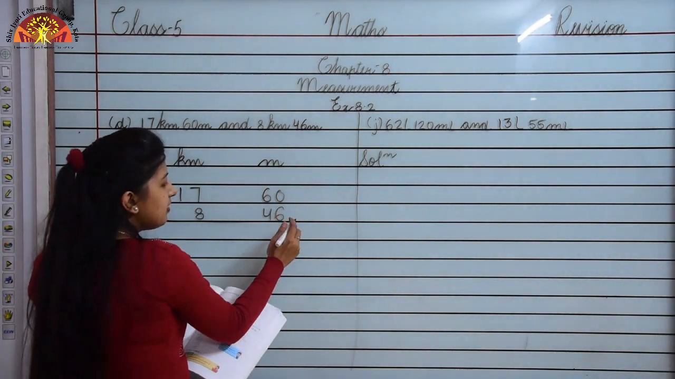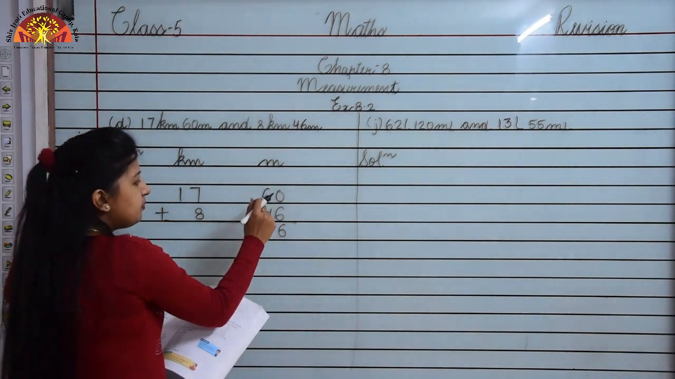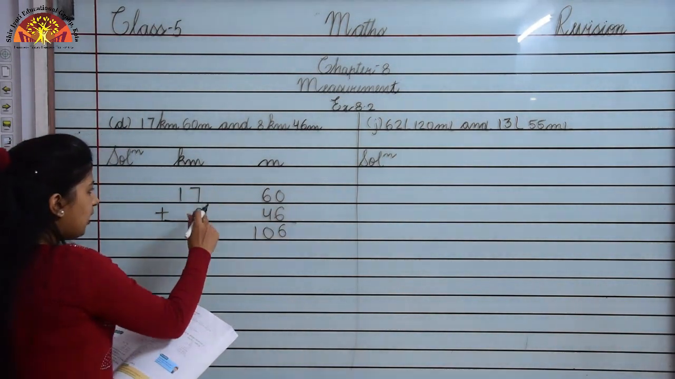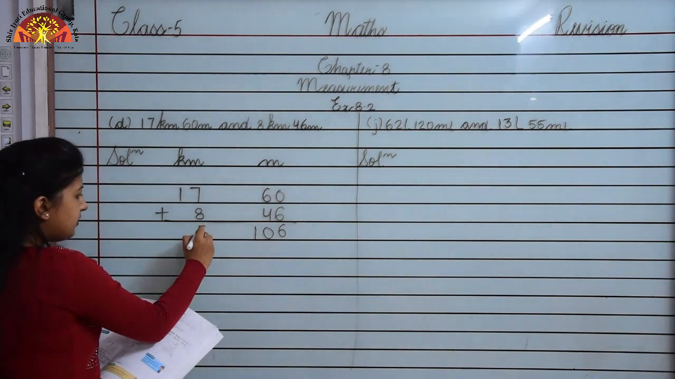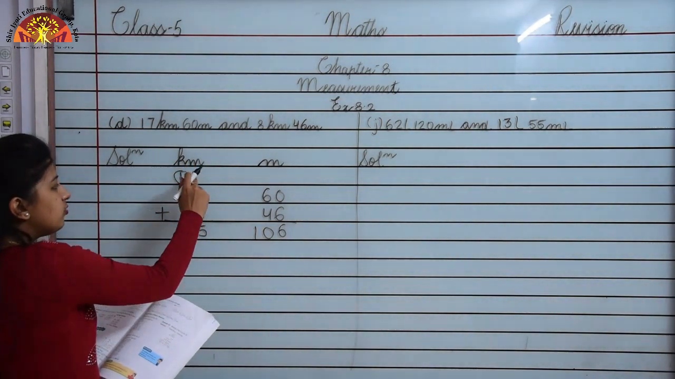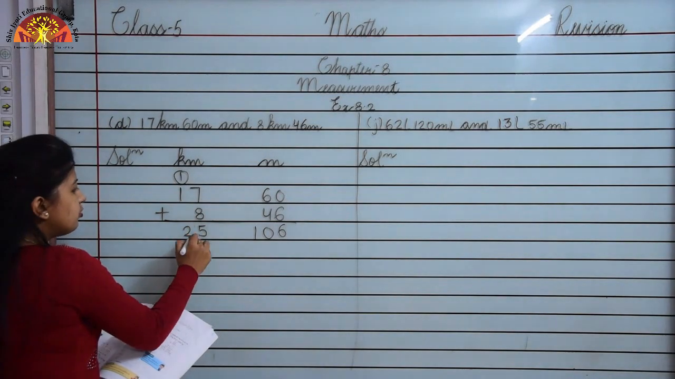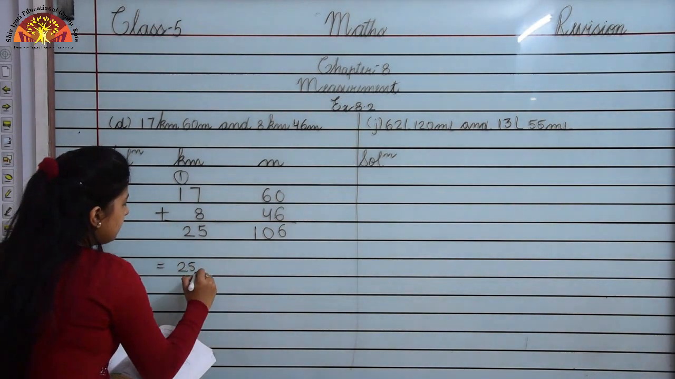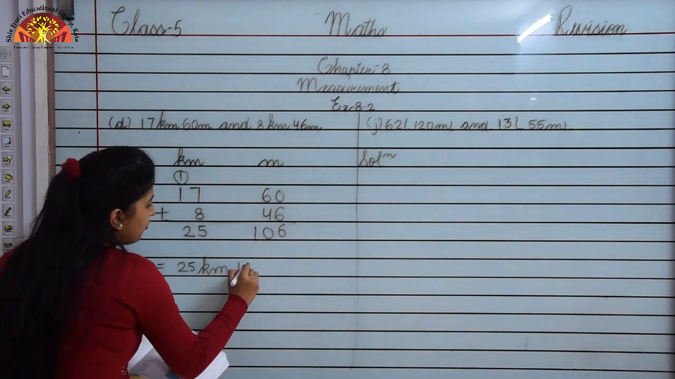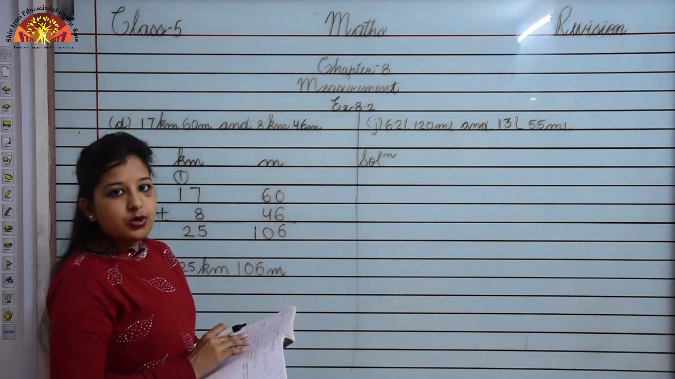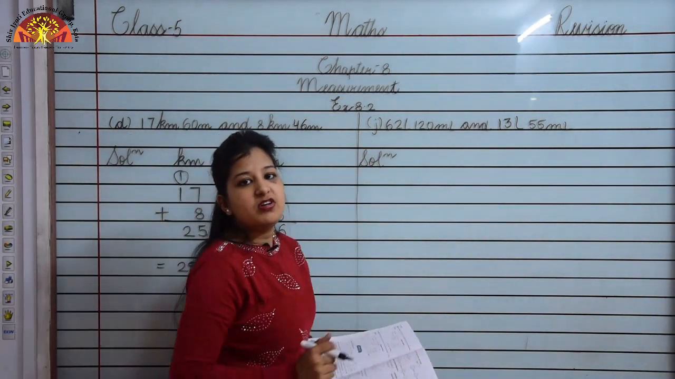So, 0 plus 6 equals to 6, 6 plus 4 equals to 10. Now, 7 plus 8 equals to 15, 5, we will write 5 here and 1 is carry over. So, 1 plus 1 equals to 2. So, the answer will be 25 kilometer and 106 meter. Fine. Now, we are going to do G part of question number 1.